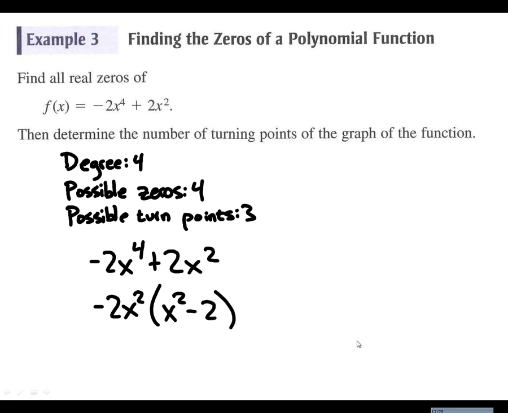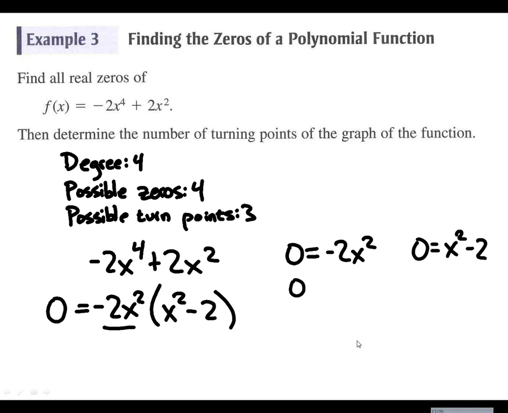And so what we'll have at this point is 2 parts. If we solve for the zeros, we'll say that 0 equals negative 2x squared for the first part here. And we'll also say 0 equals x squared minus 2. If we were to solve this, 0 equals x. If we were to solve this, 2 equals x squared. So x equals the square root of 2, which is plus or minus. Let's go ahead and count our zeros.